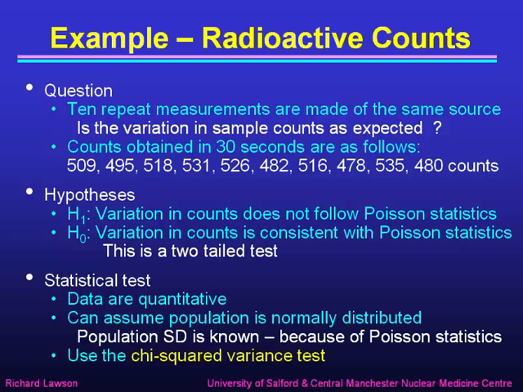The statistical test requires the fact that the data are quantitative, and we can assume the population is normally distributed. We know that they should follow a Poisson distribution, but for reasonable sized numbers the Poisson distribution is approximately normal, so we can use that fact that it's normally distributed. And in fact the standard deviation is known, because the standard deviation of a Poisson distribution is just the square root of the mean. So here we can use the chi-squared variance test to compare our sample standard deviation with the expected population standard deviation.